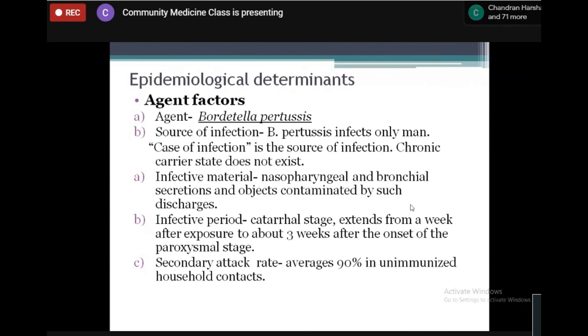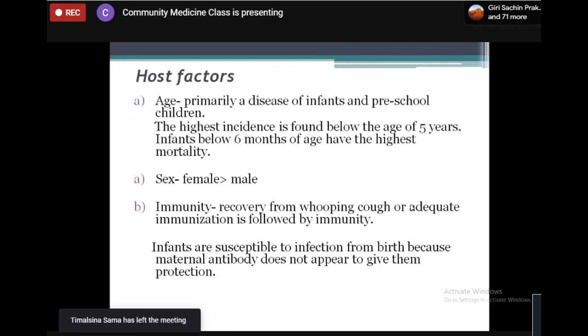So, the secondary attack rate is 90% in unimmunized household contacts. Secondary attack rate means those who are infected from the primary cases. The persons who develop disease after getting exposed to the primary cases are the secondary cases, and 90% of the unimmunized household contacts may develop pertussis. Okay, so contact tracing is very important.